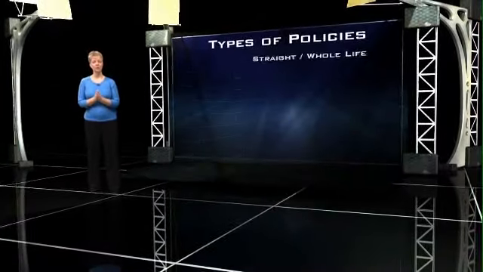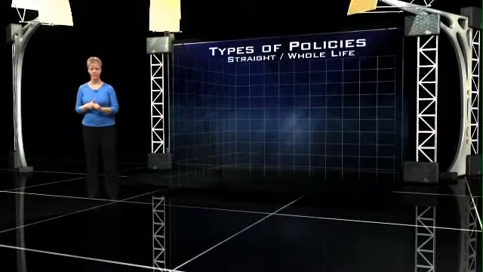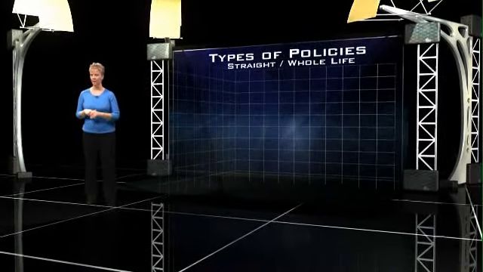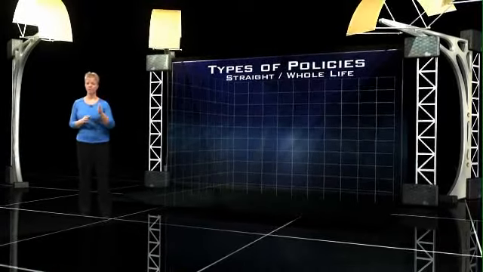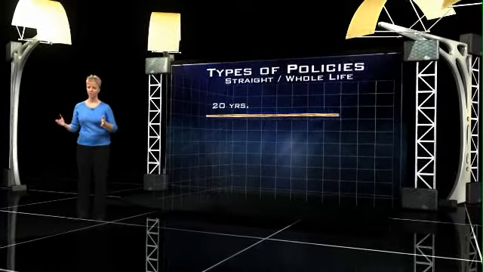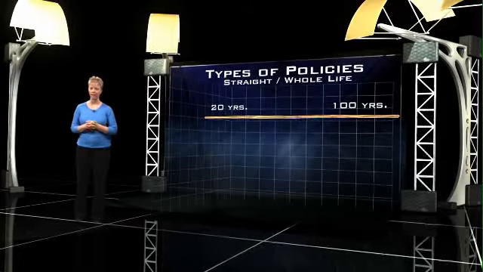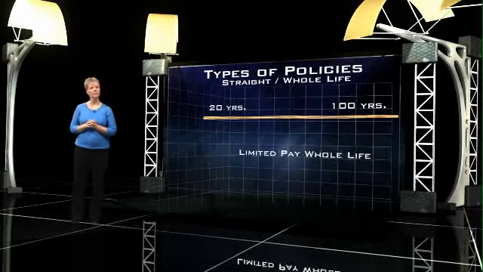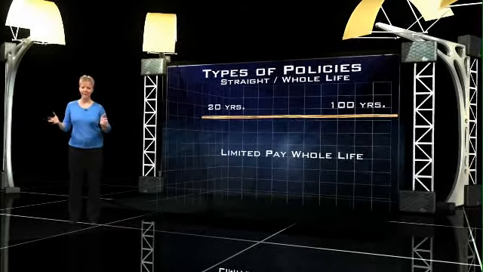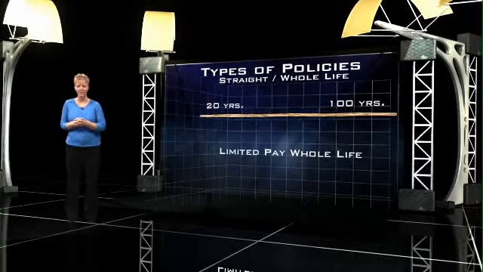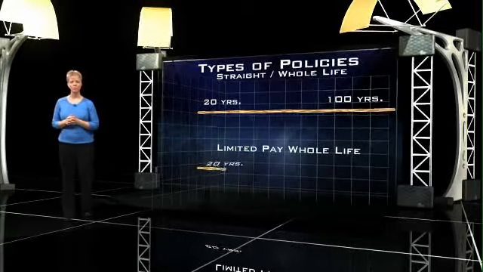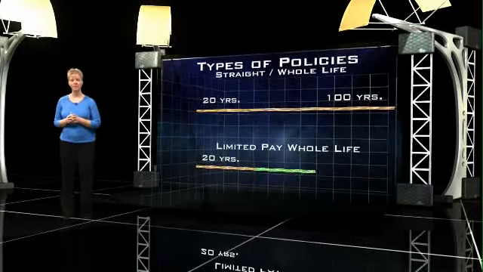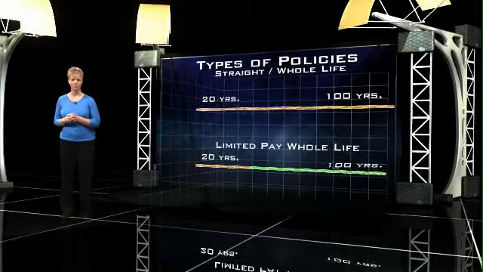So let's talk about a few of the policies. First of all, the straight or whole life policy, also called a continuous life policy because you are continually paying your premiums. From the day you start the policy until you're 100 years old, premiums will be paid. Another type of policy is a limited pay. A lot of people say, I don't want to pay 80 years worth of policies. What can I do? Well, let's limit the time you pay. Let's pay those premiums for 20 years, but the policy will remain in force until you're 100 years old.